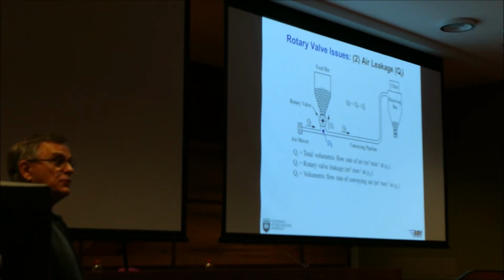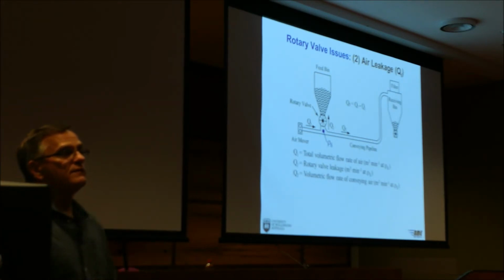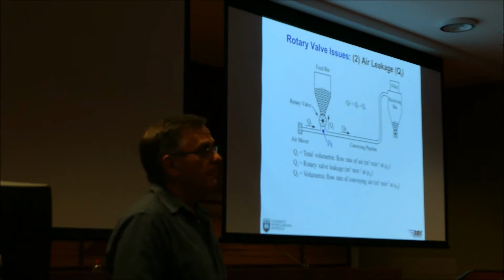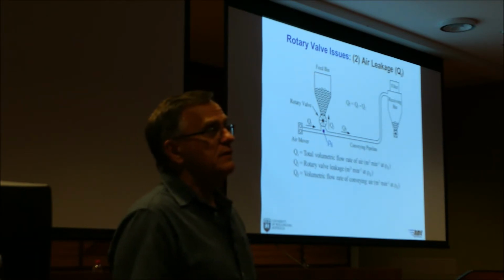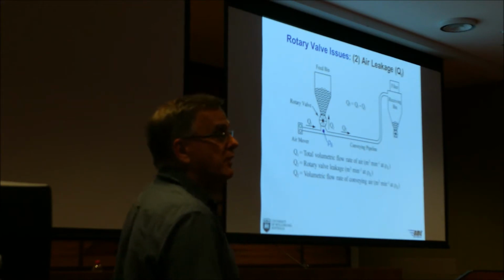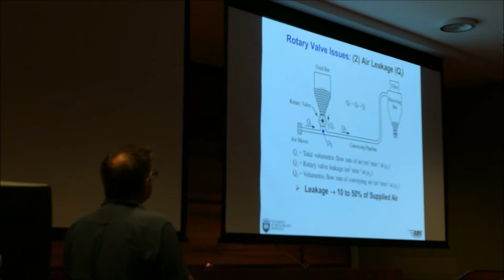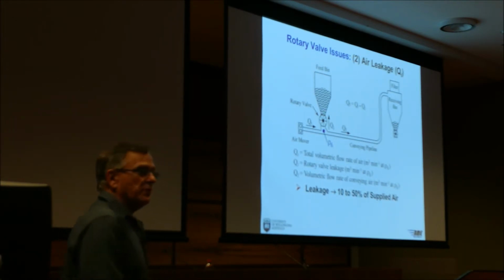Alright, simple concept: you supply air, you lose some, and what's left is what we use for conveying. Now, is it a concern? It depends on how big your clearances are, your pressure drop and your product. Based on all the work we've done over the years, the amount of air that you lose can be 10 to 50% of your supply air.